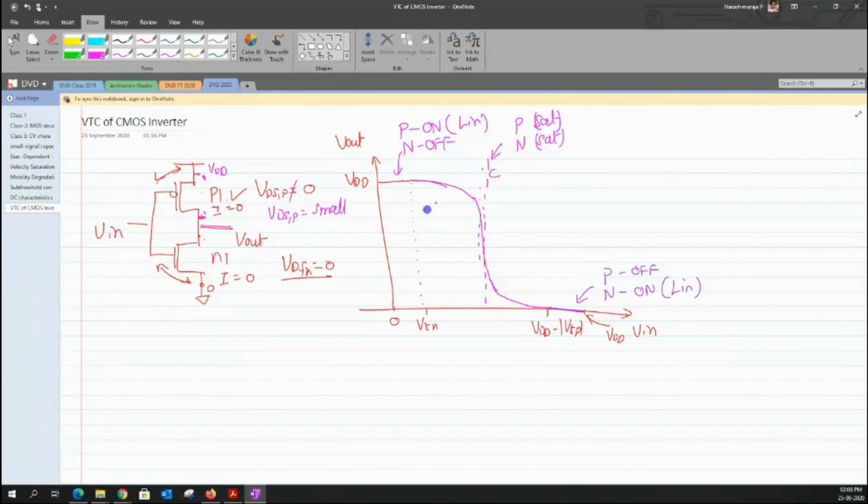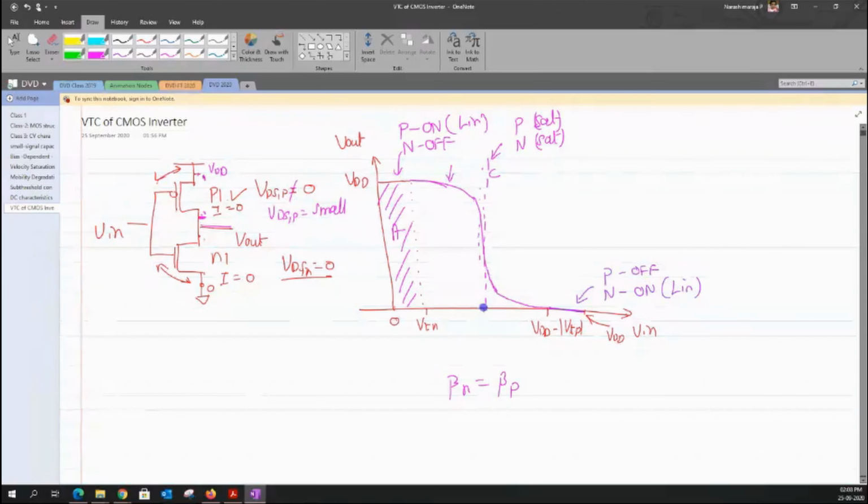I'll talk about the different regions. There is a particular zone where the value of input falls between 0 to VTN. We call this region A. And in case my beta N is equal to beta P, then the region C will fall exactly at VDD by 2. Clear? It is a very thin line. There is no width for this particular region C. It's just a single line that occupies this particular region C.